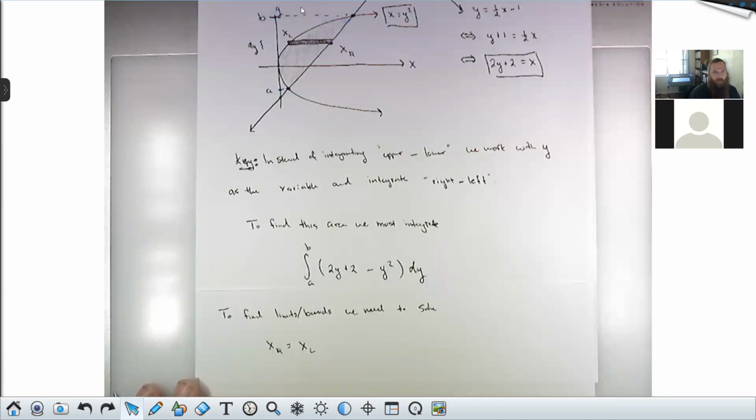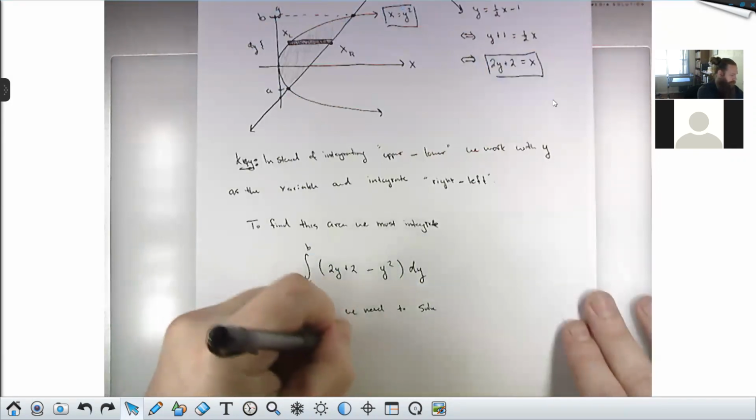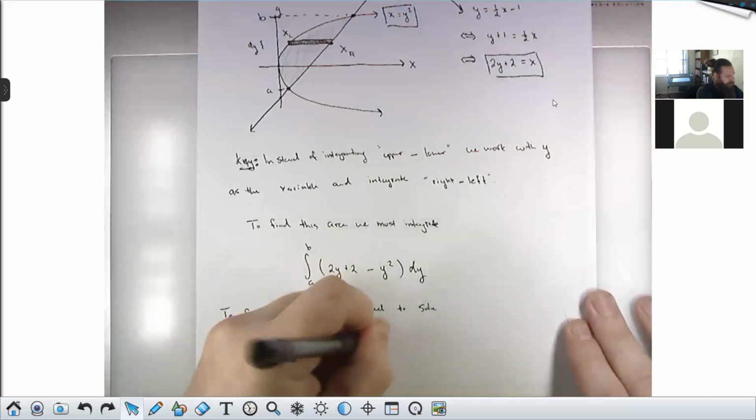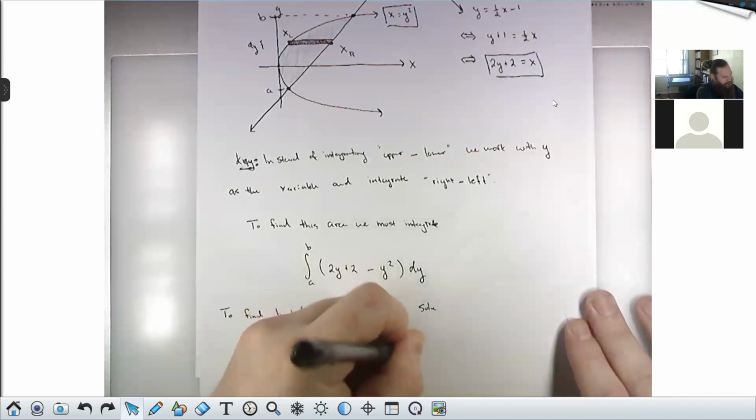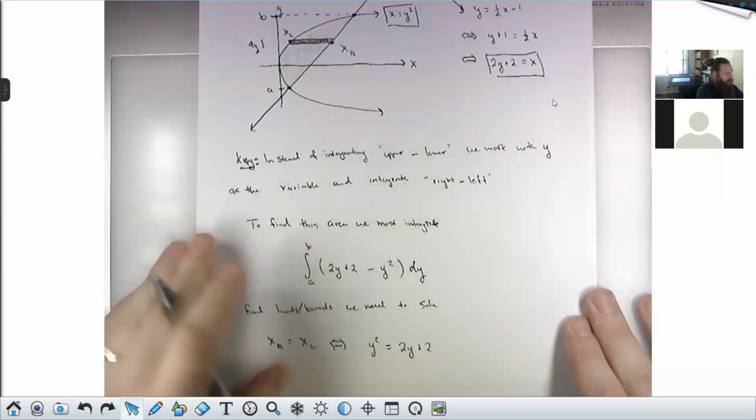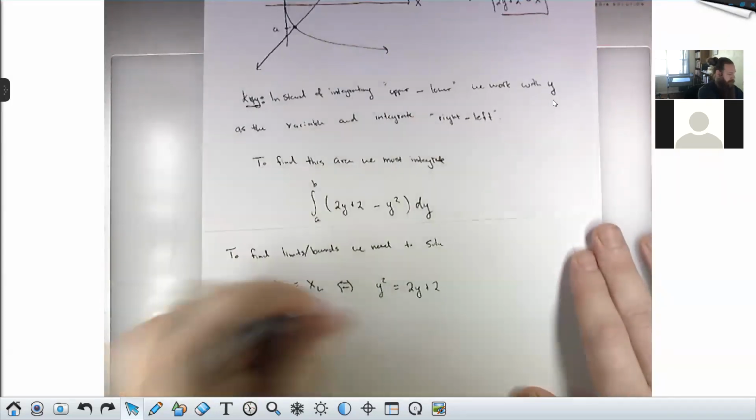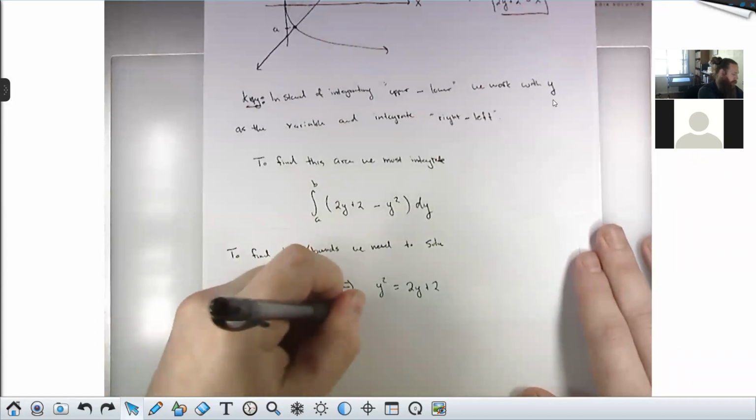In order to find A and B, I need to set the equations for these two curves equal to each other. So I'm going to take x equals y squared and set that equal to x equals 2y plus 2. In other words, I'm going to set y squared equal to 2y plus 2. The solutions to this are quite nasty.